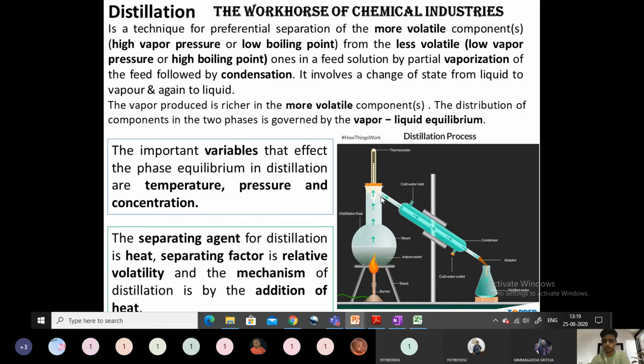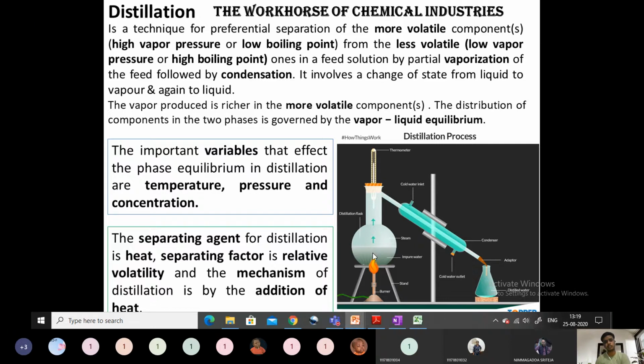So the important variables that affect the phase equilibrium, the equilibrium existing between vapor and liquid, which is called phase equilibrium. Among these phases, how will the equilibrium be affected? The important variables are temperature, pressure, and composition, whether vapor composition or liquid composition. These parameters have a very strong effect in modifying the equilibrium between vapor and liquid composition.